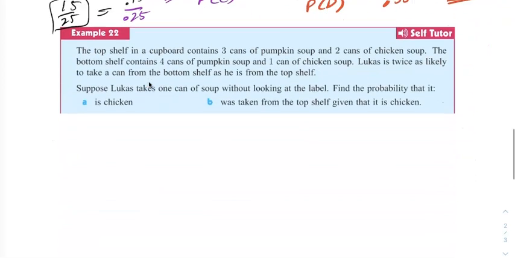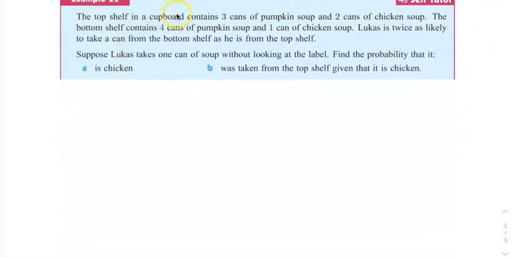Let's do one more. The top shelf in the cupboard contains 3 cans of pumpkin soup, 2 cans of chicken soup. The bottom shelf contains 4 cans of pumpkin soup and 1 can of chicken soup. Luca is twice as likely to take a can from the bottom shelf as he is from the top shelf.